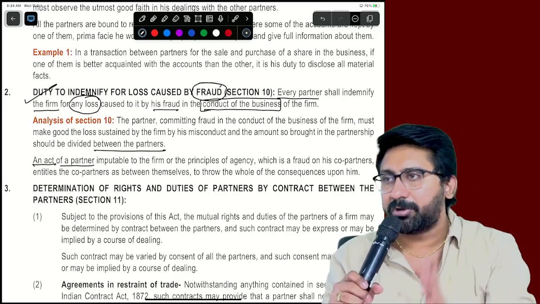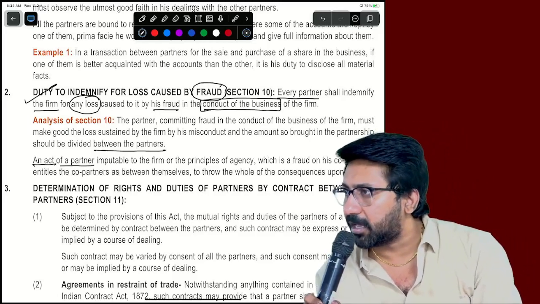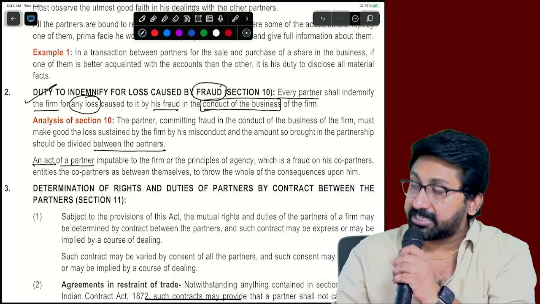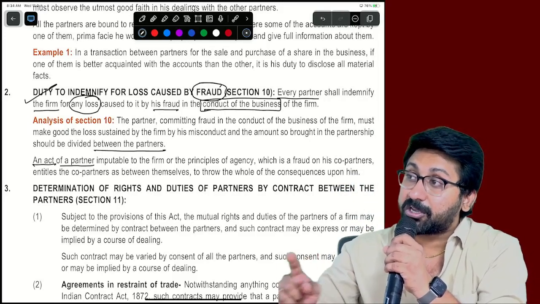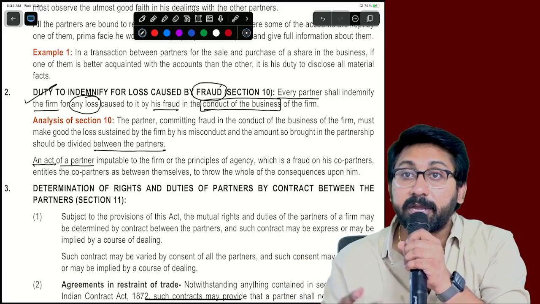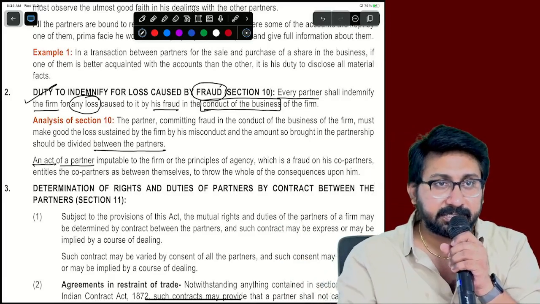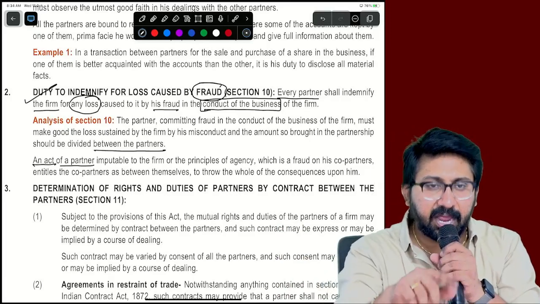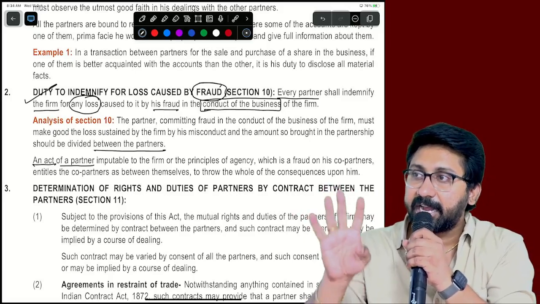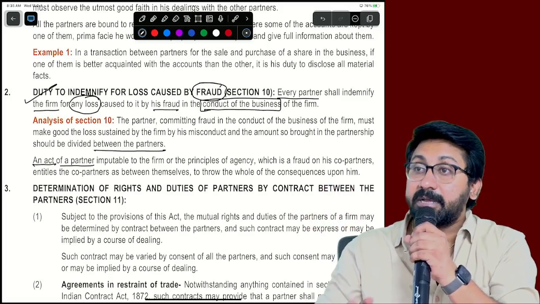Intentionally, with an intention to defraud him. Listening? Now, this is called fraud committed in the course of business. During the business deal, I have done the fraud. Second example. This is the first one.